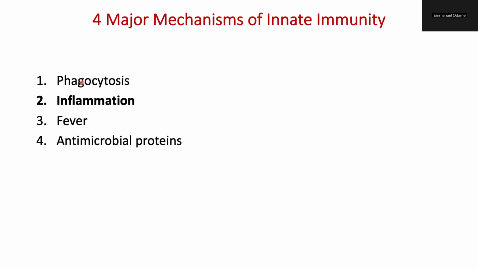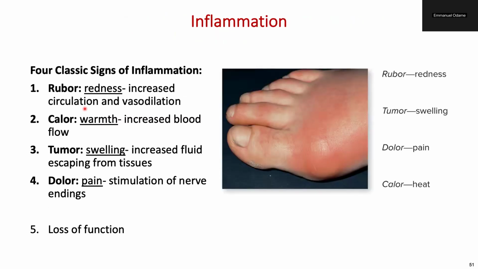So we've talked about phagocytosis. Now let's talk about inflammation. Inflammation is basically you seeing a sudden swelling or redness of your skin, and there are four classic signs of inflammation. The first one is rubor, which is redness or increased circulation or vasodilation. The next one is calor, which is warmth, an increase in blood flow. And the third one is tumor, which is swelling or an increase in fluid escaping from your tissues.